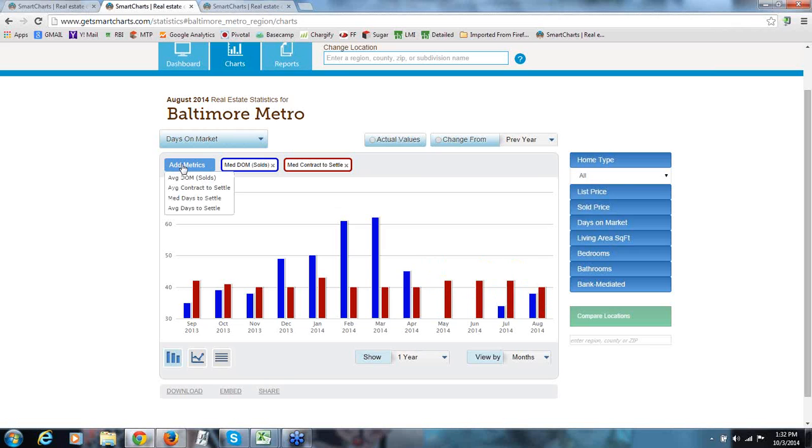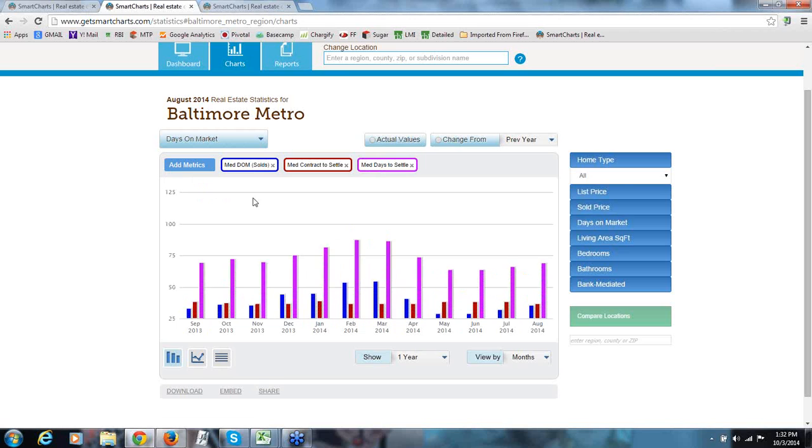The other new metric is median days to settle or average days to settle. Median days to settle is basically the sum of these two steps. So original list to contract is here. Contract to closing is here. This, median days to settle, is the combination of both. So this is a good chart to provide your customers that are wondering how long this process might take. It helps to set expectations.